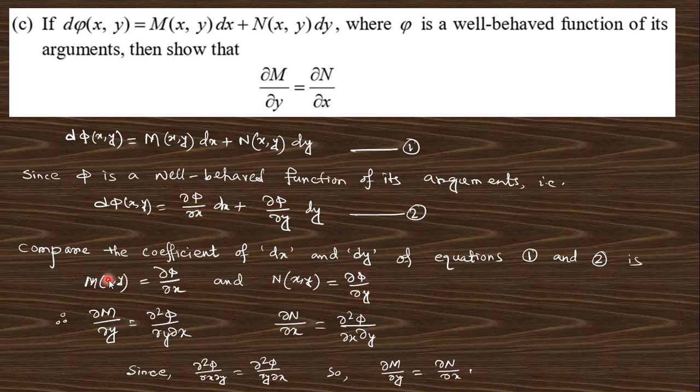Now if you differentiate m with respect to y, del m del y is nothing but del 2 phi del y del x, and del n del x gives you del 2 phi del x del y.